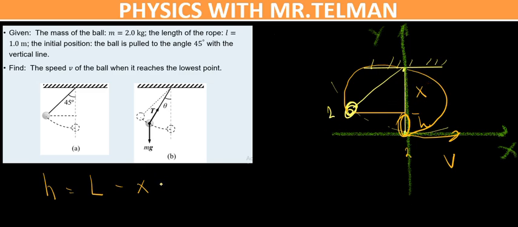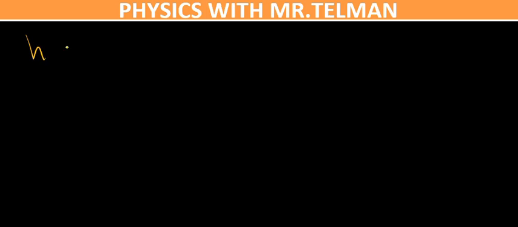This angle is 45 degrees. Then the x equal to L cosine 45. Which means that the h equal to L minus x, and then it's equal to L minus L cosine 45.